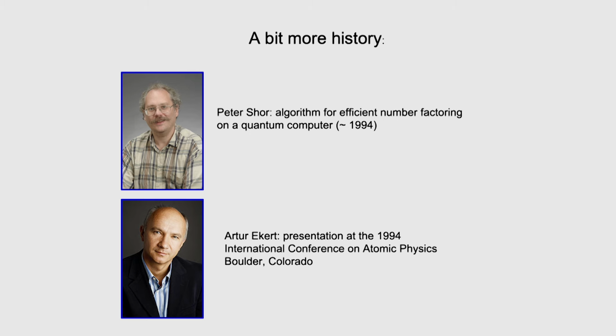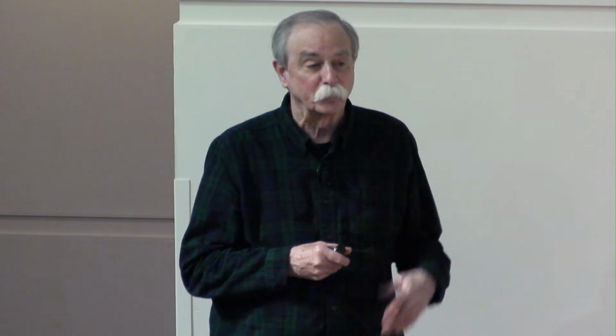A little bit more history. Peter Shor came up with his algorithm in 1994. In atomic physics, there's a famous meeting, the International Conference on Atomic Physics, and it was held in Boulder, Colorado. I was the co-organizer of the meeting that year, and we invited a quantum theorist, Artur Ekert, to the meeting. He was familiar with the ideas of Peter Shor, so we invited him to give us a talk on these new ideas, which were really new to atomic physicists, actually all physicists.